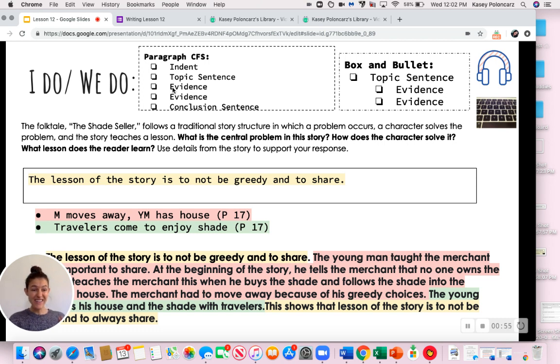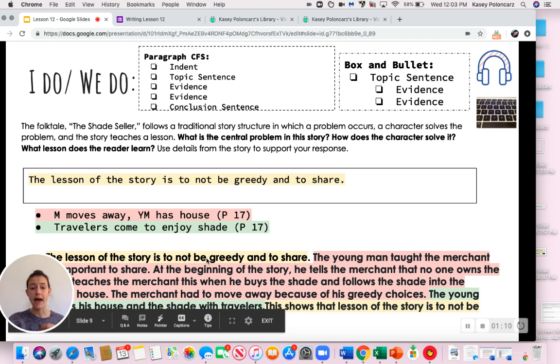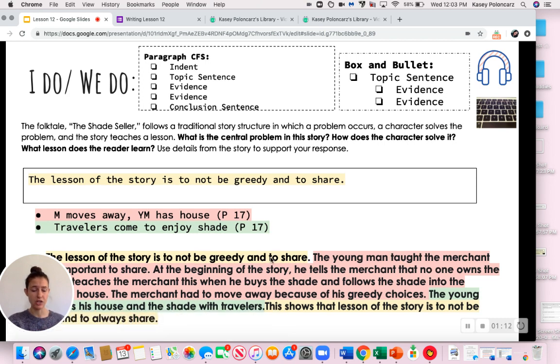Everybody should be saying evidence. Yeah, and I don't want to just write down M moves away, why M has house. That's not complete sentences. So I really want to stretch it out so it makes sense. Remember, I'm trying to prove my topic sentence. I'm trying to prove that the lesson is to not be greedy and to share.